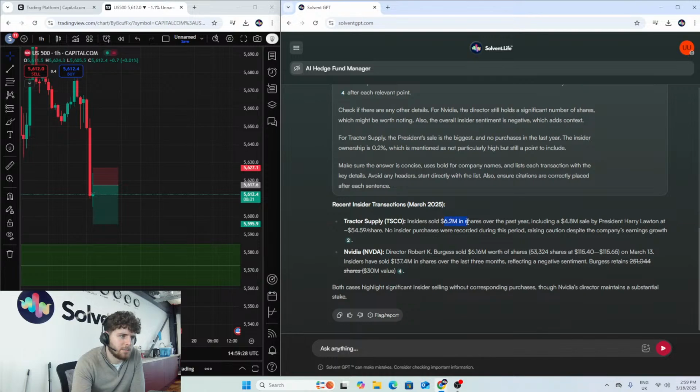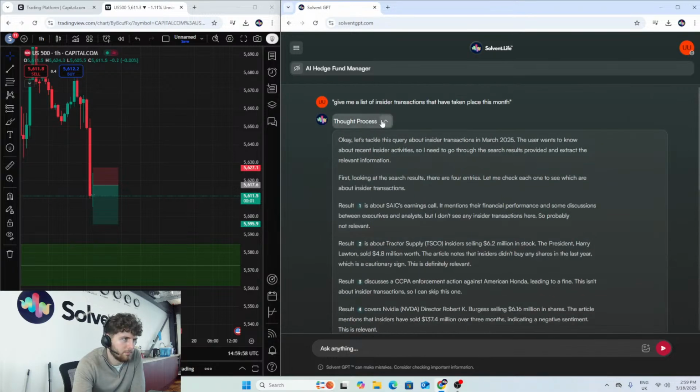So Tractor Supply and Nvidia. Insiders sold 6.2 million in shares. No insider purchases were recorded during this period, raising caution despite the company's earnings growth. We also have Nvidia. Director Robert K. Burgess sold 6.16 million of shares on March 13th. So huge sell-offs from Nvidia stock.